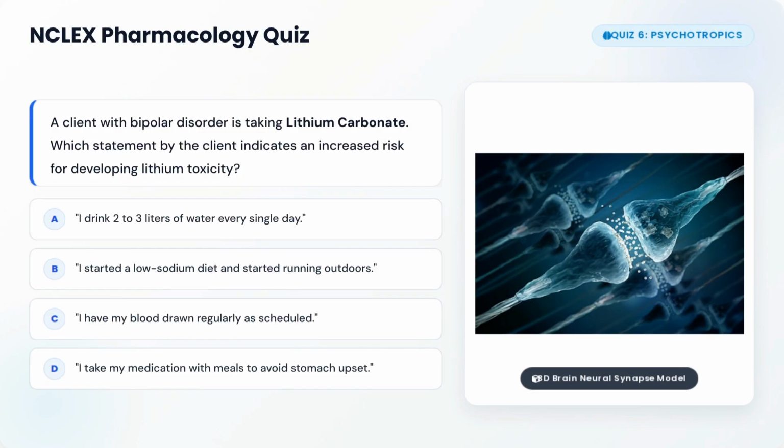Moving on to psychotropics. A client with bipolar disorder is taking lithium carbonate. Which statement by the client indicates an increased risk for developing lithium toxicity? A. I drink 2 to 3 liters of water every single day. B. I started a low-sodium diet and started running outdoors. C. I have my blood drawn regularly as scheduled. D. I take my medication with meals to avoid stomach upset.